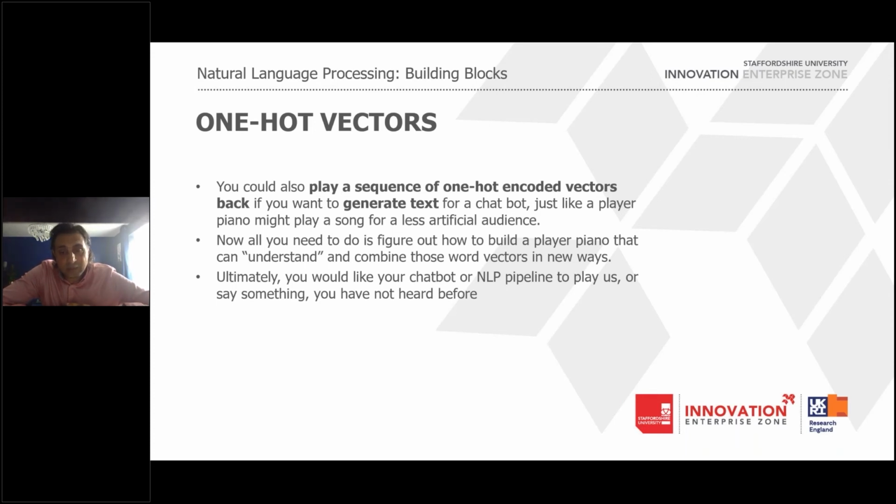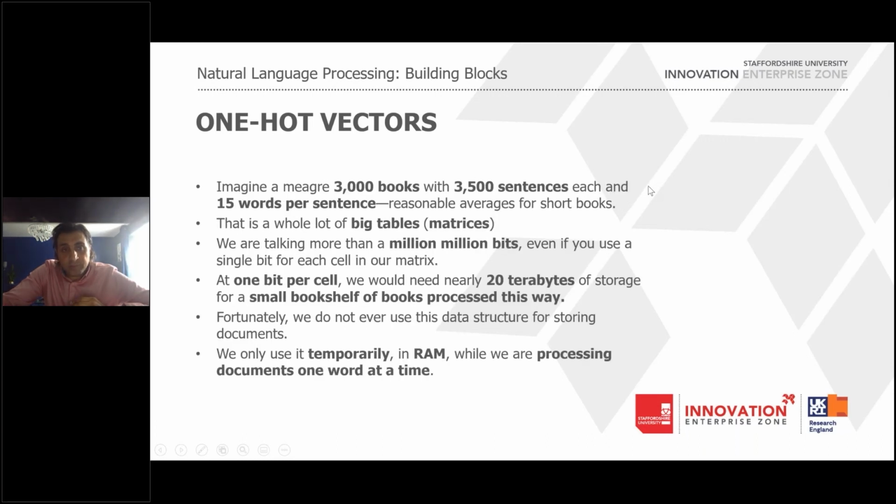Based on that, you can tackle one of the main applications of natural language processing, which is text generation. Ultimately, you would like your chatbot or natural language processing pipeline to say something you have not heard before, so to generate new sentences using these one-hot vectors.